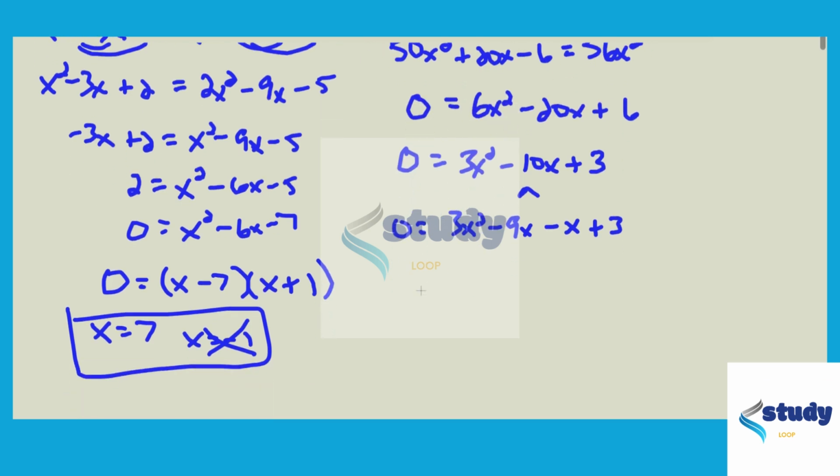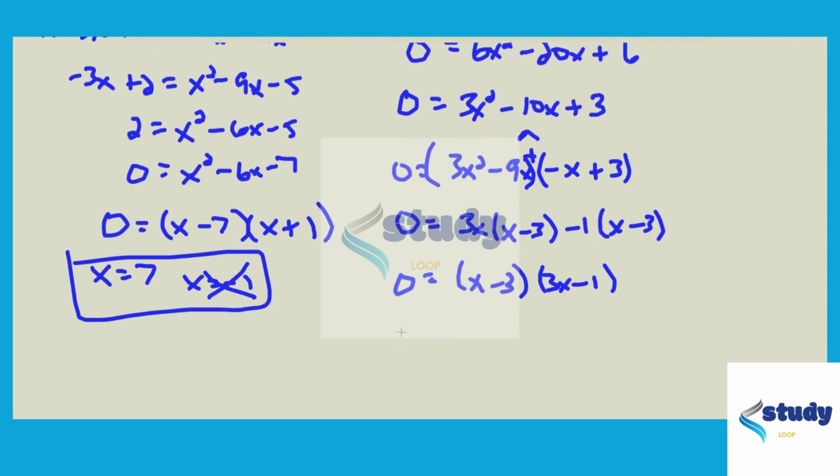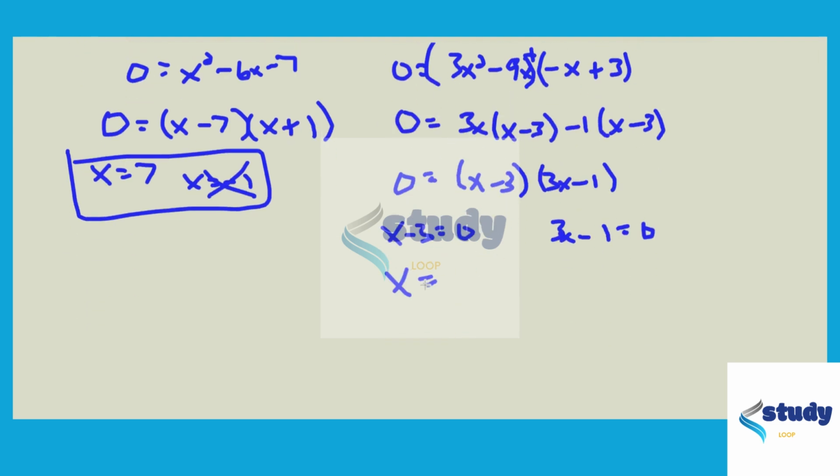And now we can do grouping. And with the first group, we can factor out a 3x, left with x minus 3. In the second group, we can factor out a negative 1, left with x minus 3. And now we have the common x minus 3, and then what we took out, 3x minus 1. Now by the zero factor theorem, that would mean x minus 3 is equal to 0, and 3x minus 1 is equal to 0. Or x is equal to 3, or x is equal to 1/3.